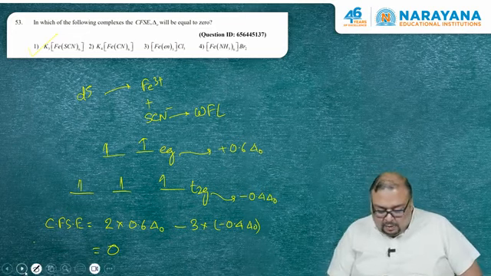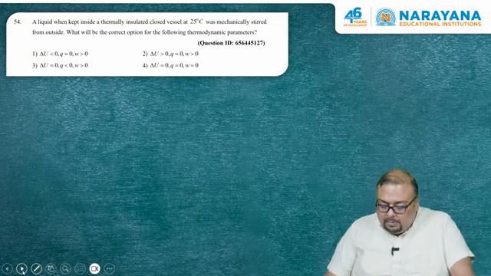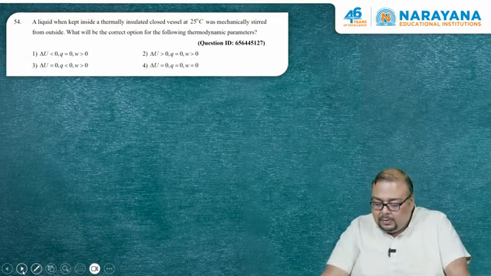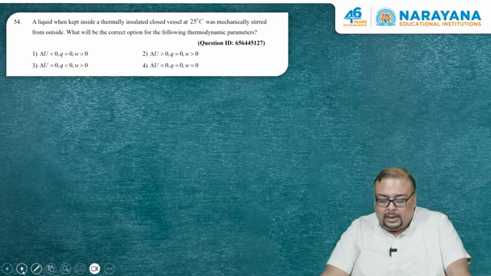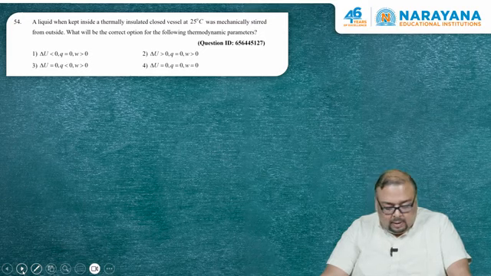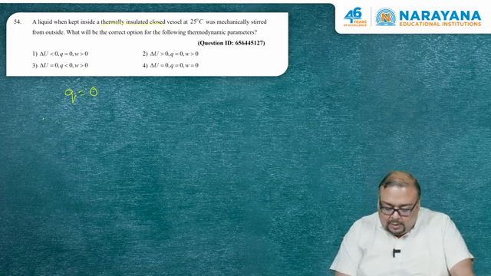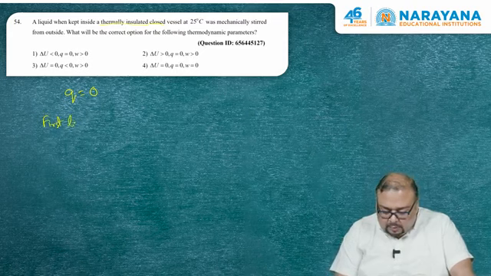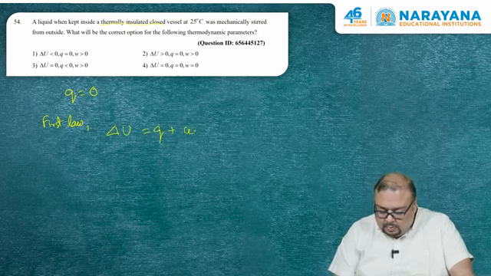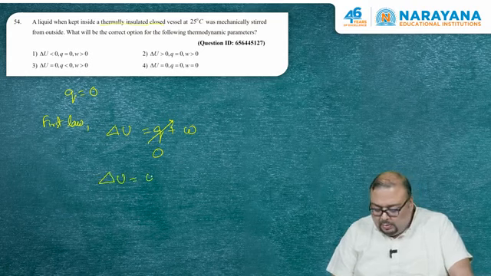Next, moving to question number 54. A liquid kept inside a thermally insulated closed vessel at 25 degrees centigrade was mechanically stirred from outside. What will be the correct options for the following thermodynamic parameters? When the vessel is thermally insulated, this means that Q is equal to 0. From the first law of thermodynamics, delta U is equal to Q plus W, and Q is equal to 0. This gives us that for this system, delta U is equal to W.